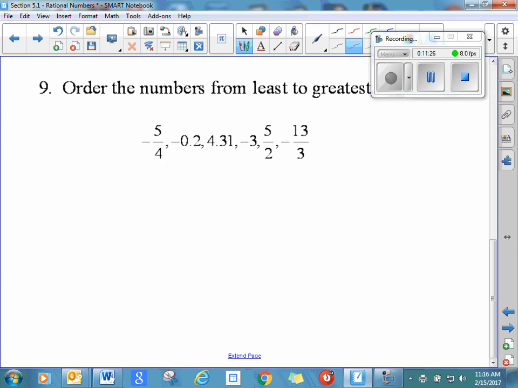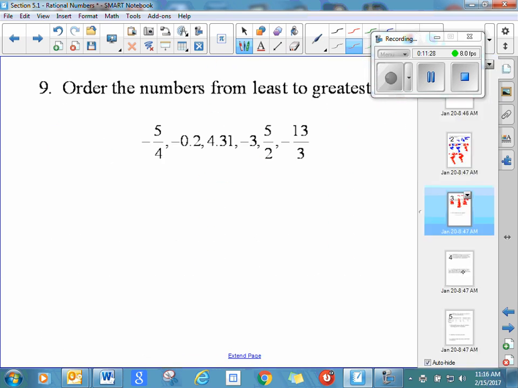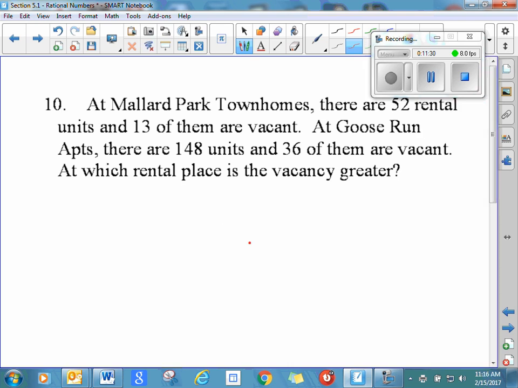All right, we're going to skip number 9 for now. We're going to do a little bit more in class. I just want to run over number 10 really quickly, and then we'll be done with this video. So this is saying that at these townhouses, there are 52 total units, and 13 of them are vacant. So that means 13 over 52. 13 vacant, 52 total. At the second set of units, there's 148 units total, and 36 of them are vacant.